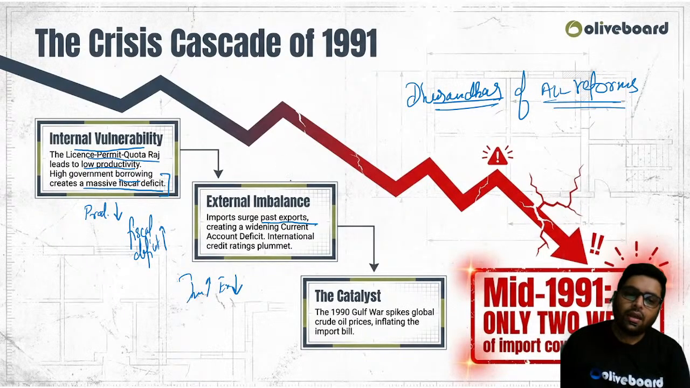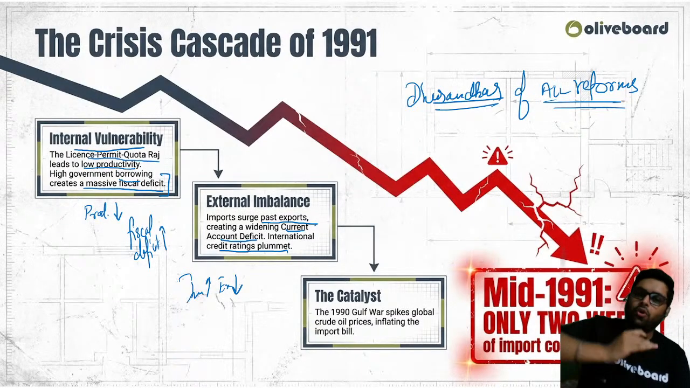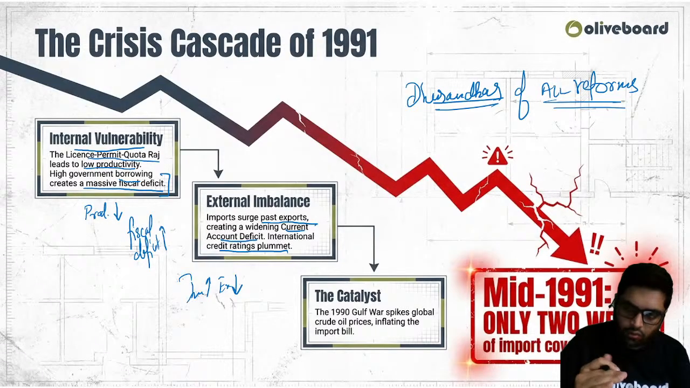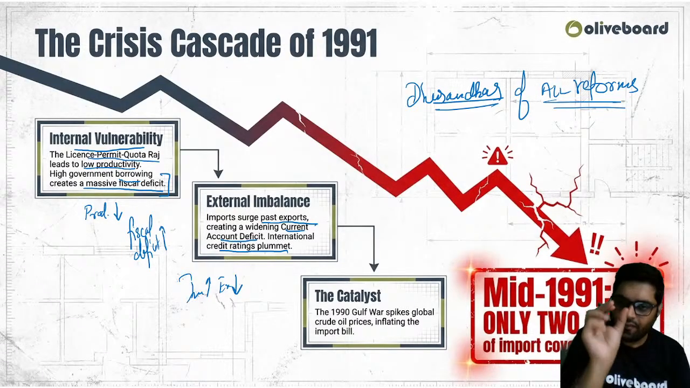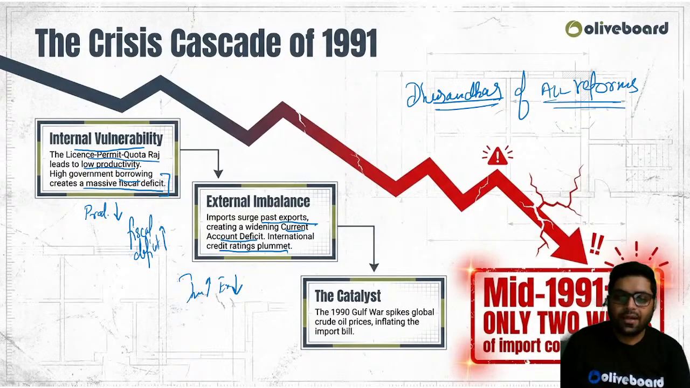So our imports exceeded the exports, and it created a current account deficit and our international credit ratings came down. Correct? What happened? Our imports increased, exports came down. So this created a current account deficit. Now, what is a current account deficit? Balance of payments topic. Okay, please revise.